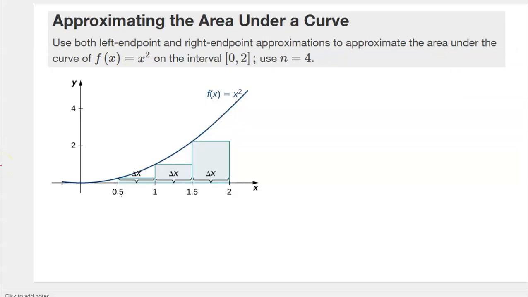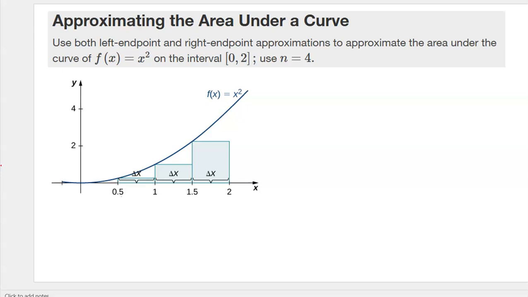So now let's do it. Use both a left-hand and a right-hand approximation to approximate the area under the curve of this function x squared on the interval 0 to 2. And use n equals 4. So we're going to make 4 rectangles.